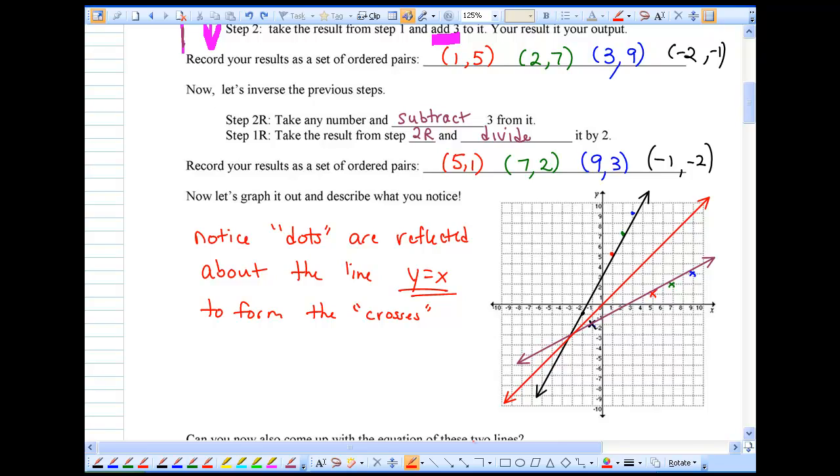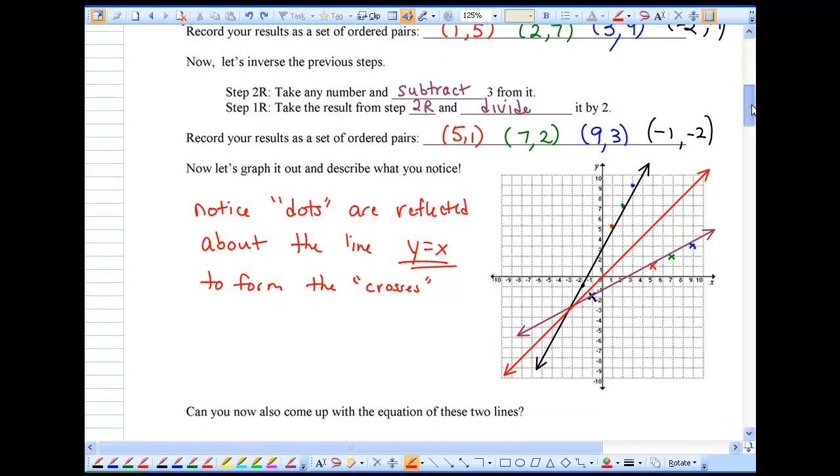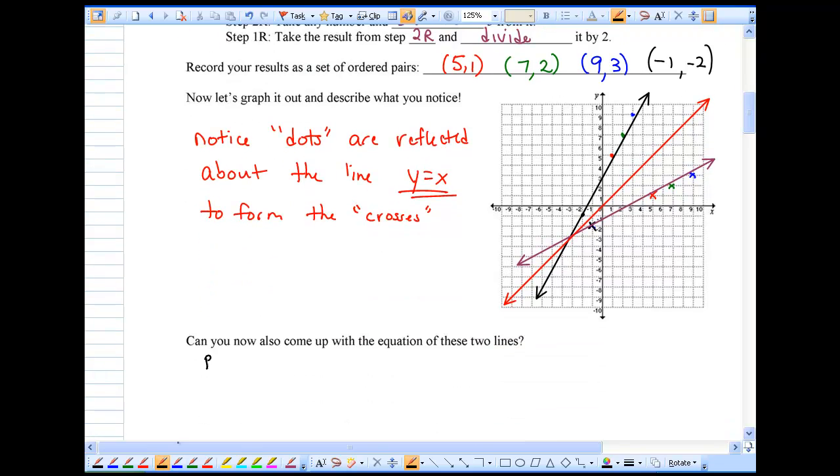Well, what I'm going to ask you to do now is, can you come up with the equation of these two lines? Okay, let's do the one in black first of all. The equation of the line in black. Remember this stuff from grade 10? y equals mx plus b. Yeah. Looks like the b value is the y-intercept, which is 3. m is the slope. It looks like it's 2 over 1. So y equals 2x plus 3.